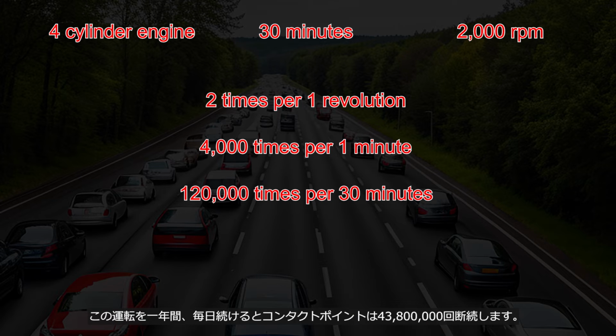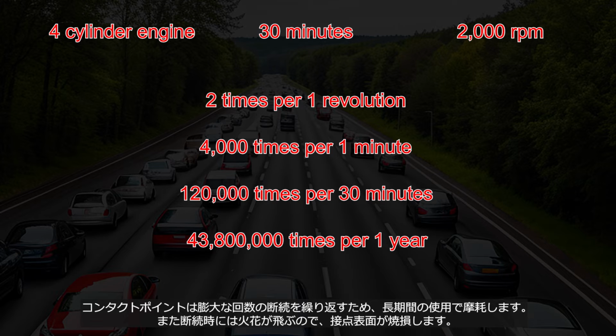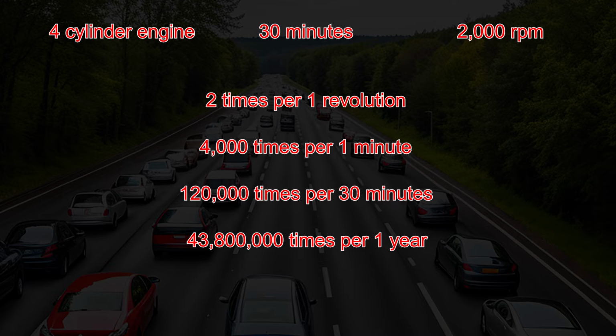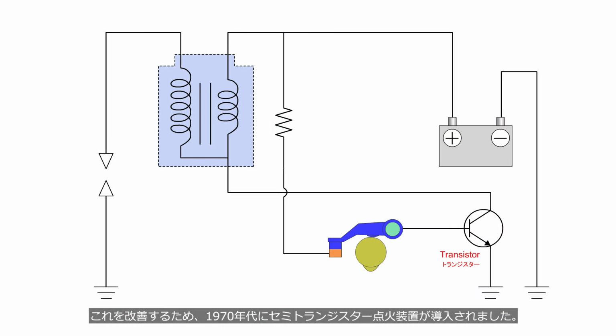If you continue driving this way every day for 1 year, the contact point will connect and disconnect 43,800,000 times. Due to repeating large numbers of connecting and disconnecting, the contact point will wear out over extended periods of use. Also, sparks are generated during connect and disconnect, which causes burning of the contact surfaces. For this reason, the contact point type requires periodic maintenance. In order to improve this, transistorized ignition systems were introduced to the market in the 1970s.